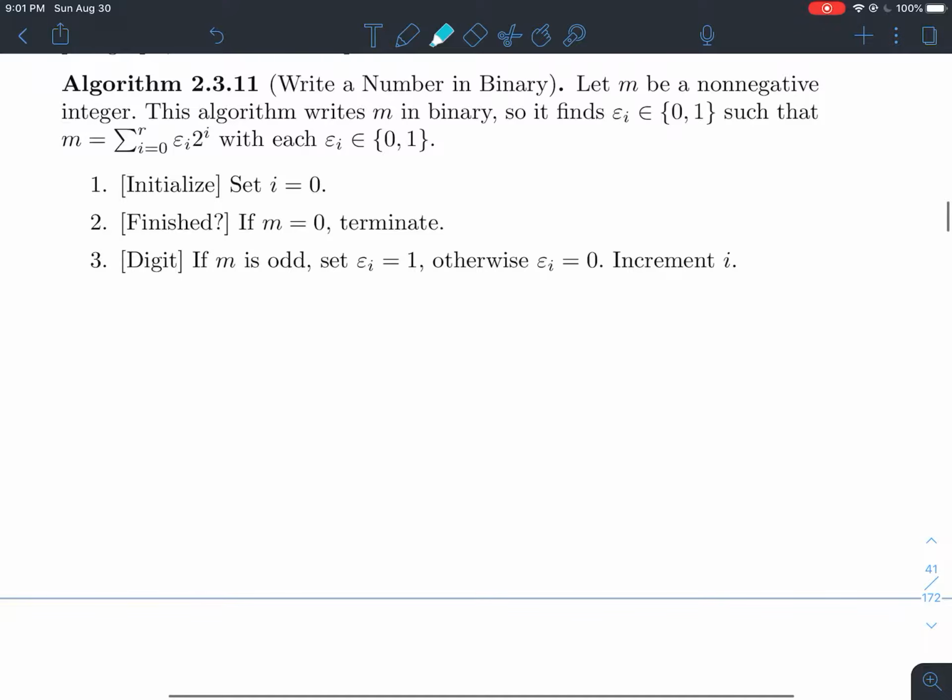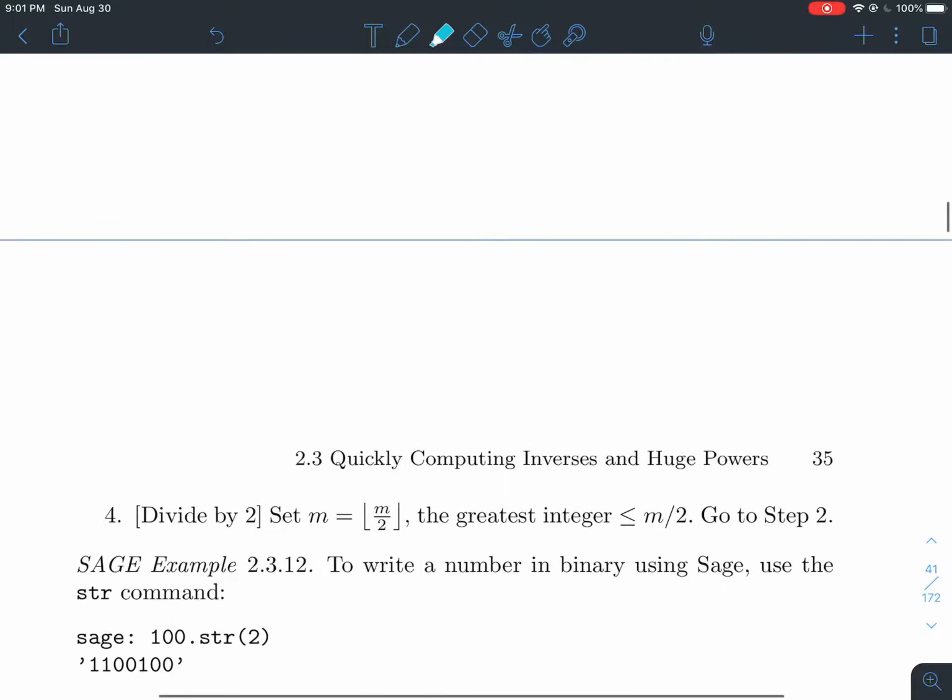And what we'll do with our m as well, the m that we have, we're going to divide it by 2. If m's divisible by 2, in other words, if m's already even, there's nothing to worry about there. But if m is odd, then when we divide by 2, we'll take the floor of m over 2. What that means is I want the greatest integer that's less than or equal to m over 2. And now we just repeat the process.